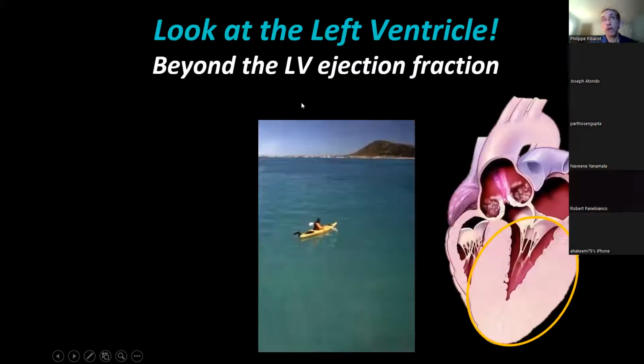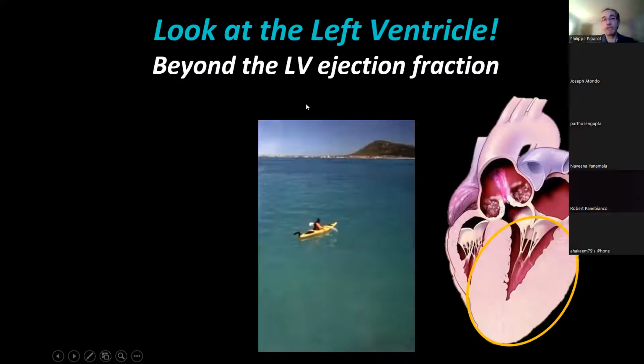And of course, after looking at the valve anatomy and function, we need to look at the left ventricle, because at the end of the day, it's not the valve disease per se, the stenosis per se, that will eventually kill the patient. It is the repercussion, the consequences of the stenosis on the cardiac chamber, the left ventricle and other chambers, that will eventually determine the outcome.